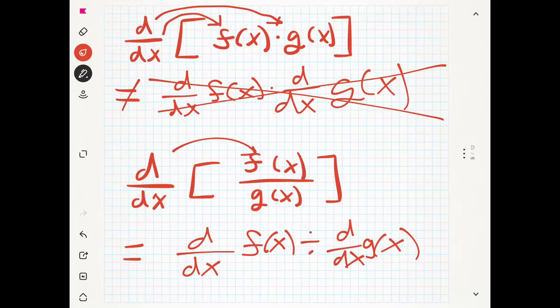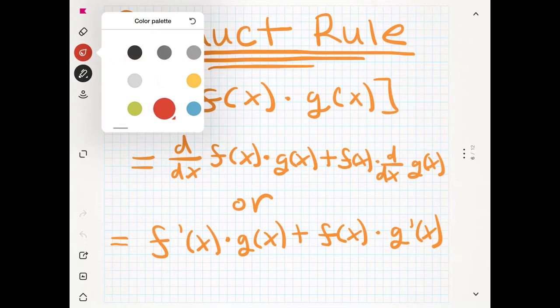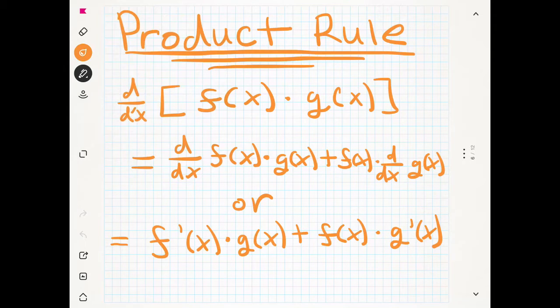It's not similar to sum and difference. You can't just expand the bracket and just take the derivative of everything. That does not work in these conditions. So this is not allowed. So now let's look at what you should do, right? For the product rule, this is the formula right here. All right, so what you need to do is actually do this.